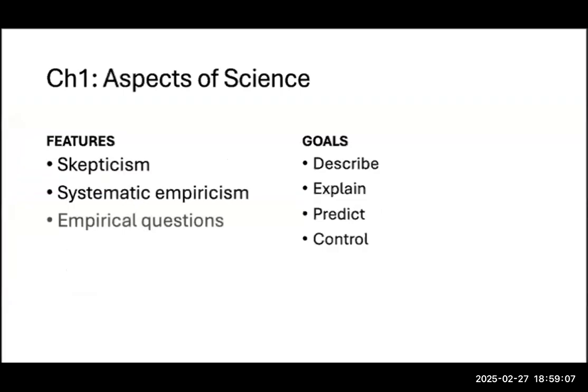So just to remember, what are the features of science? We have skepticism, meaning that we don't just believe things because people say it's happening. We have systematic empiricism, so we are intentionally, oops, sorry.